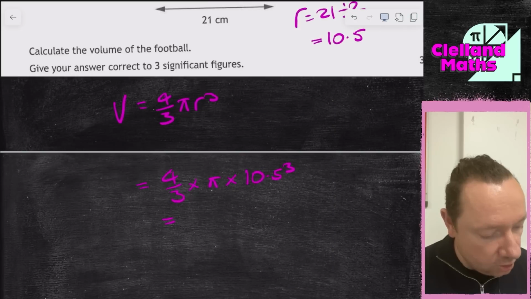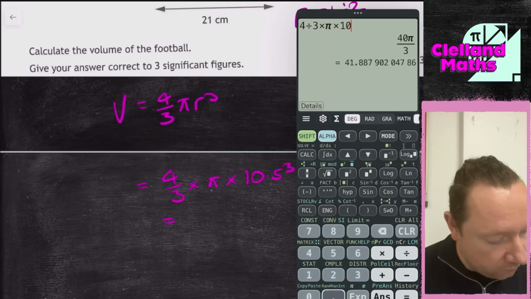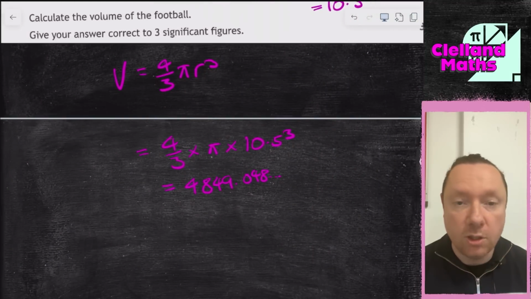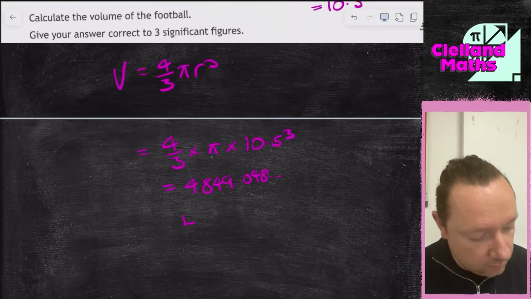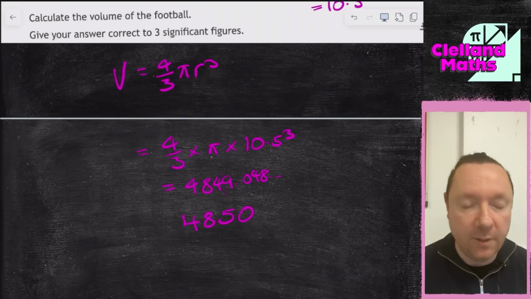Get my calculator as usual. 4 divided by 3 times the pi button times 10.5 to the power of 3 is 4849.048. I need to round that to 3 significant figures. So that's 4, 8, the 4 cuts in here, the 9 goes up to 5 then, and 0. 4850 centimetres cubed.